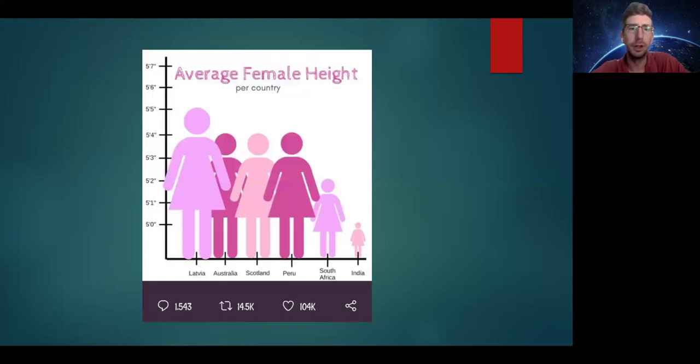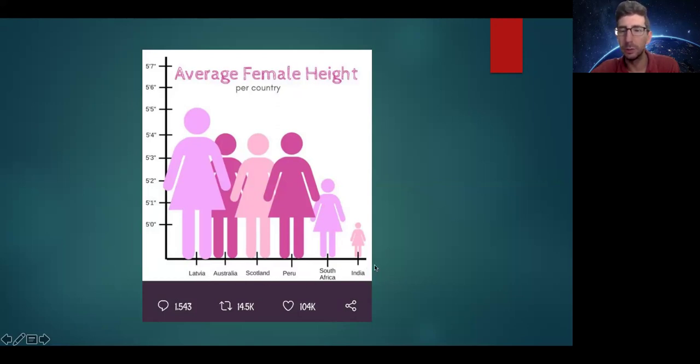This one I thought was just kind of funny. We'll be talking about creating charts and graphs in chapter 2 and 3 of our class. This is the average female height per country. And the way this graph is scaled makes some of these women look like giants, right?